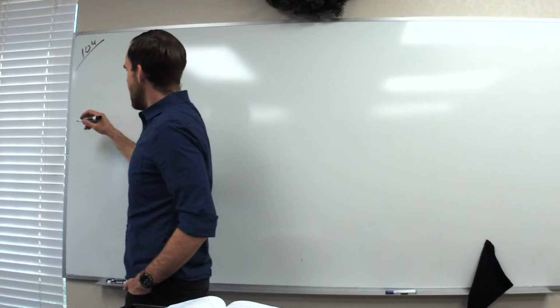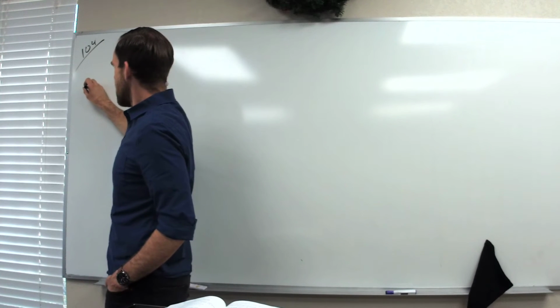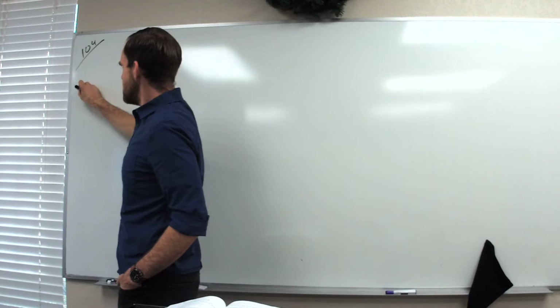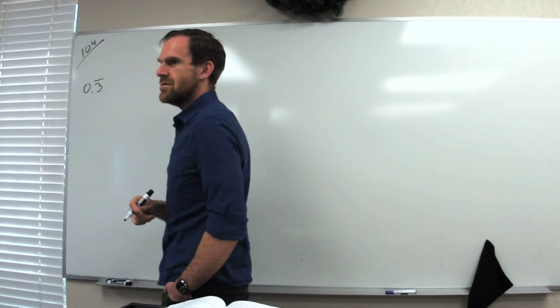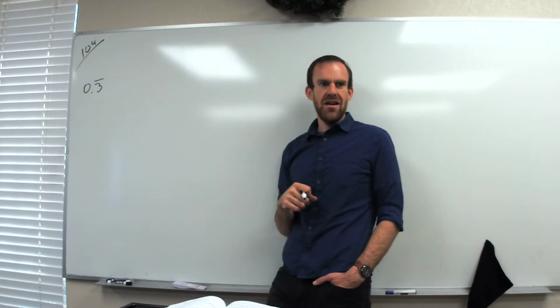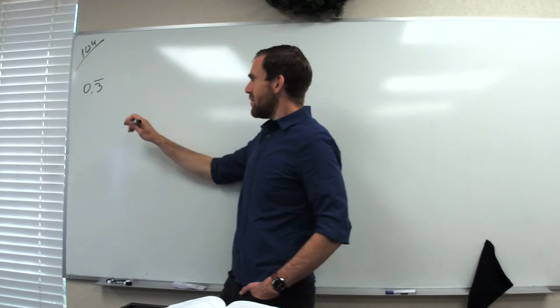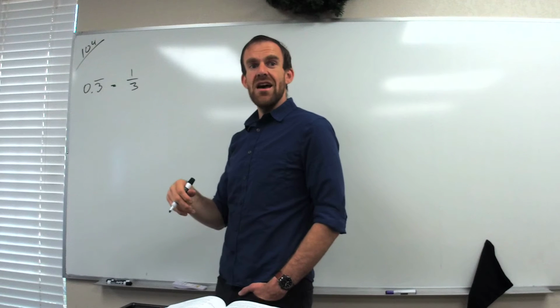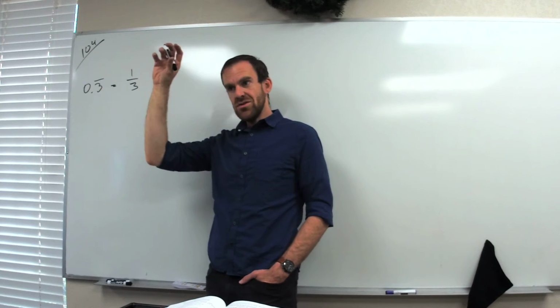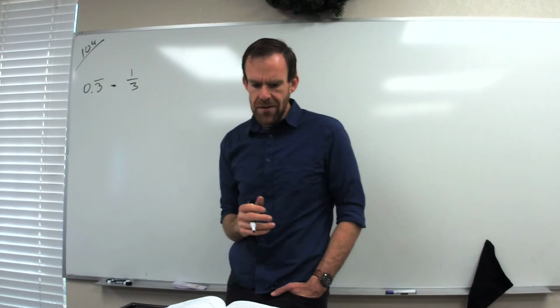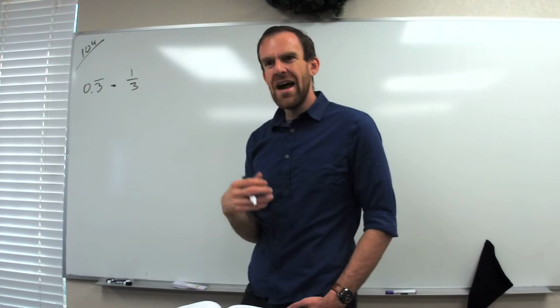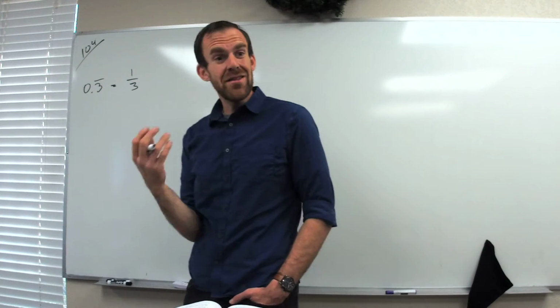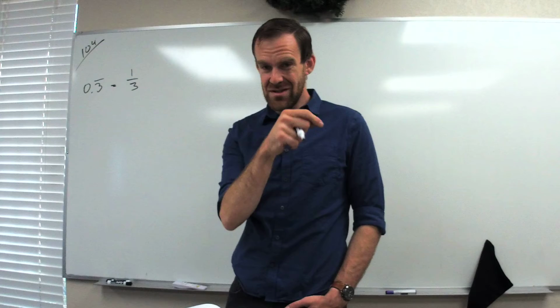Okay, so let's take 0.3 repeating. Is that a rational number or not? Yes. Why? Because this can be written as 1/3. It's a fraction of two integers. But have you ever wondered, what if I have a repeating number and I want to find the fraction it goes with?